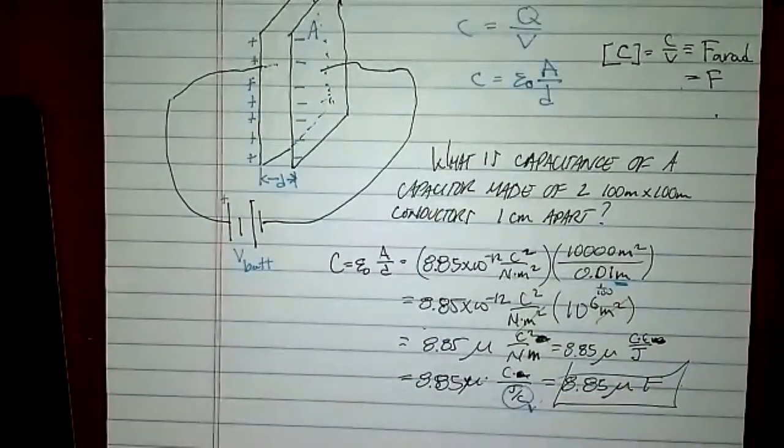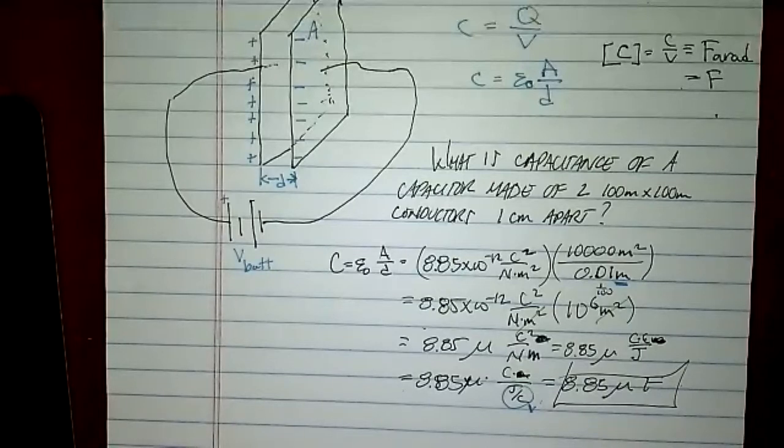we're literally talking about a capacitor the size of a soccer field, a big soccer field at that, separated by only a centimeter, or excuse me, by only 1 centimeter. And even then, it only has a microfarad capacitance. So I think you can see that capacitance is hard to come by.